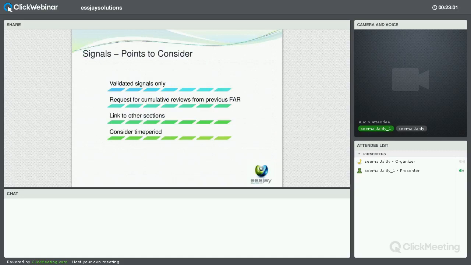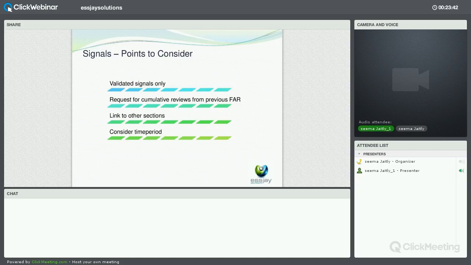You're only meant to present validated signals, so you do have to have a process in place to ensure that you can pick out your validated signals and know exactly what status they are, i.e. new, ongoing, closed for that time period. You will have requests probably from your previous final assessment reports, and you need to decide how they're going to be dealt with. Are they signals or are they not signals? And different companies will consider them in different ways. But you need to understand what you consider those requests as, so that you can put them appropriately into your document.